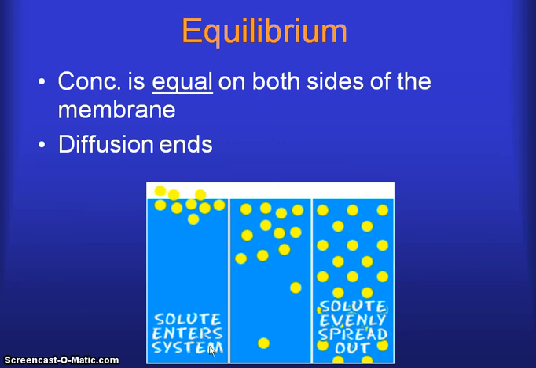The end point of diffusion is going to be equilibrium. That's where the concentration is equal on both sides of the membrane. So if the particles are diffusing from high concentration to low concentration, eventually they will equal out, and that is equilibrium.